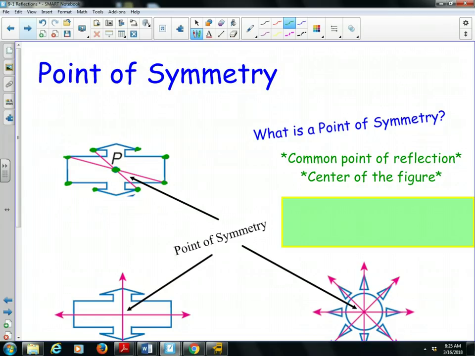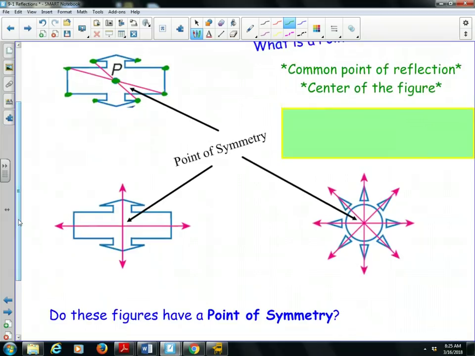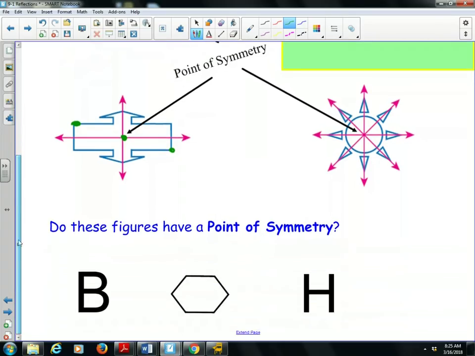Okay? That's point symmetry. All of these figures have point symmetry. This point is reflected through the middle right over to here. So it's the center of the figure is what point symmetry is. All right, do these figures have point symmetry?